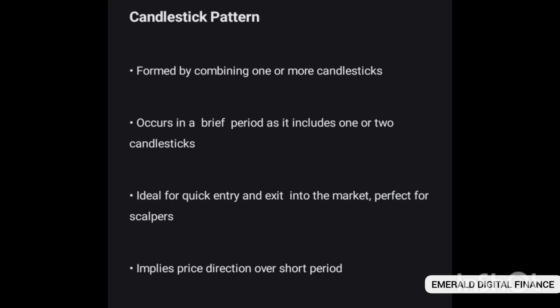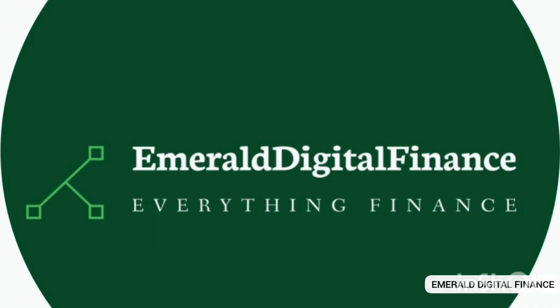So candlestick patterns are ideal for quick entry and exit into the market, perfect for scalpers. So what are scalpers? People that just quickly come into the market, take a little profit and run out of the market. Those are not long-term traders, but chart patterns are ideal for long-term buying and selling signals. So if you want to be giving out signals, you shouldn't be considering the candlesticks, you should be considering the chart patterns. And lastly, the candlestick implies price direction over a short period, whereas the chart patterns imply direction over a very long period. So that is where we're going to be ending this discussion of chart patterns and candlesticks.